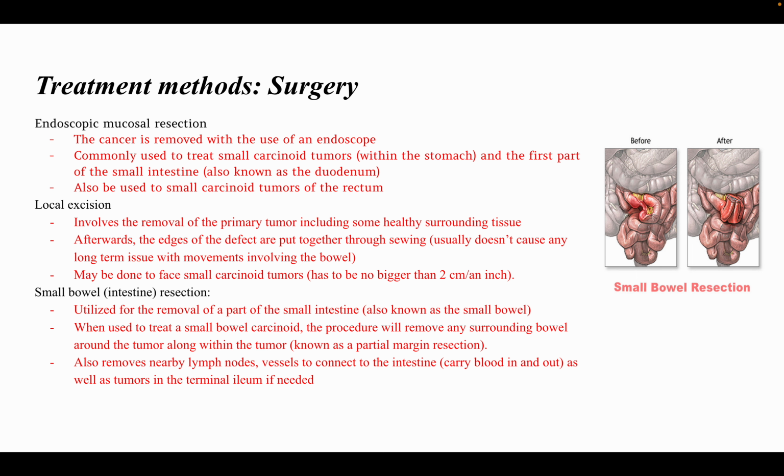Now, next up we have the small bowel intestine resection. This can be utilized for the removal of a part of the small intestine, also known as the small bowel. When used to treat a small bowel carcinoid, the procedure will remove any surrounding bowel around the tumor along with the tumor, known as the partial margin resection. This also removes nearby lymph nodes and vessels that connect to the intestine, which carry blood in and out, as well as tumors in the terminal ileum if needed.